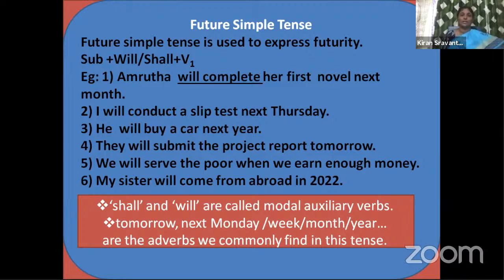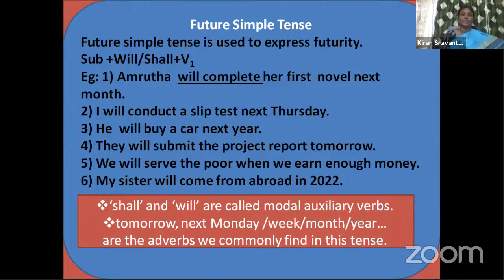The third sentence: he will buy a car next year. When you ask your parents, I want this and that, they keep on postponing and say, I will buy it next year and I will give you. No doubt they will give you, but there is some more time, so you just wait till the future comes. Then, they will submit the project report tomorrow. Observe what kinds of adverbs are given here as hints.